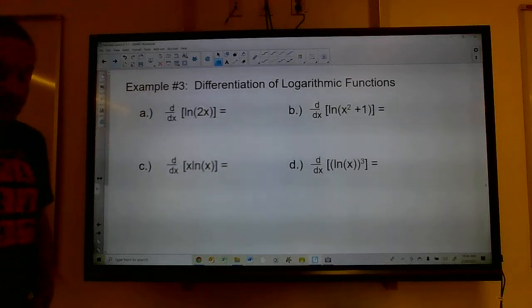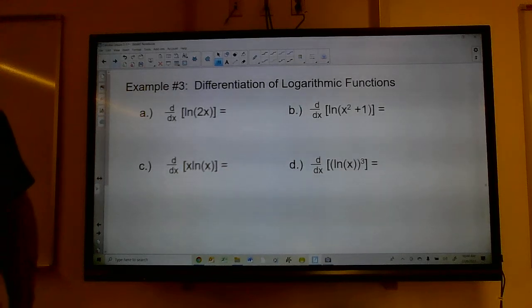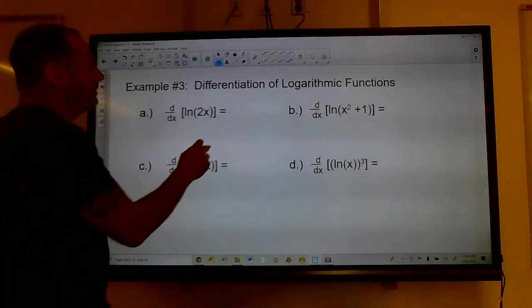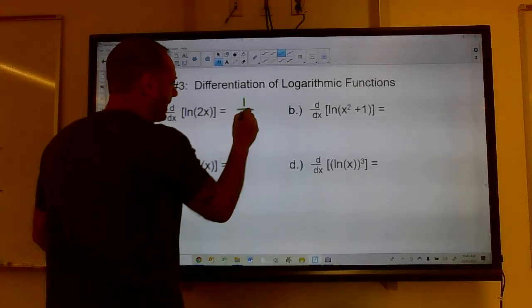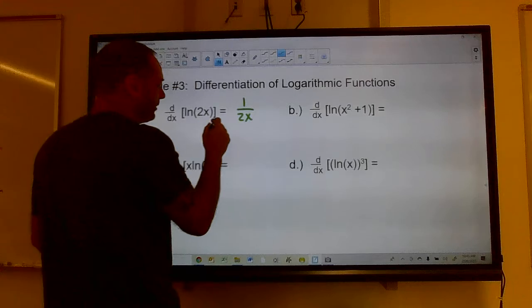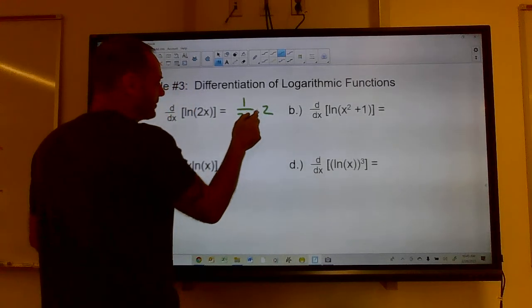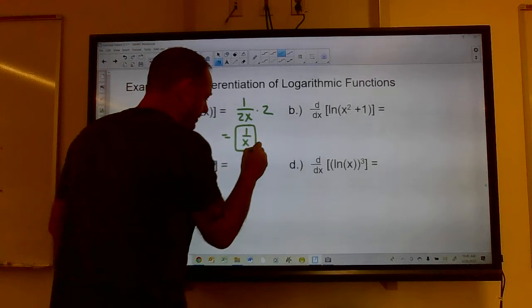Okay, so here we go. We're going to talk about derivatives. So the derivative of the natural log of 2x. Okay, so not very difficult. That's going to be 1 over 2x times the derivative of the inside. I got to use the chain rule. So times 2, which means that the 2 and the 2 are going to cancel out, and I'm just going to get 1 over x.